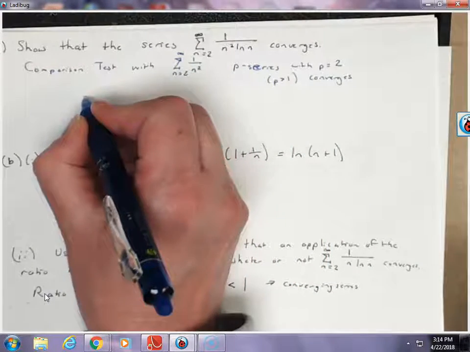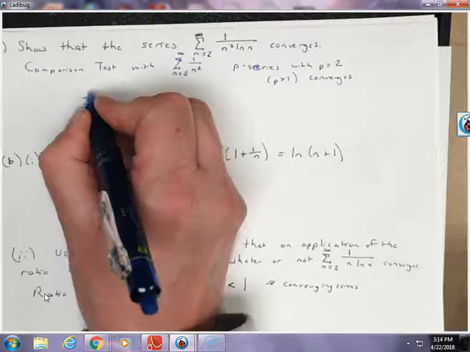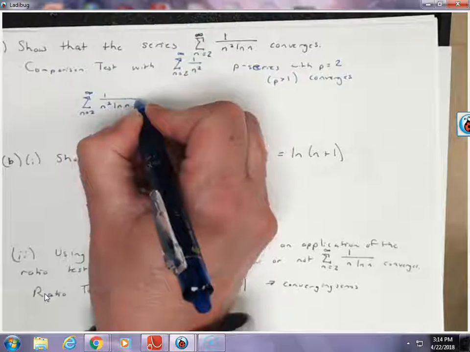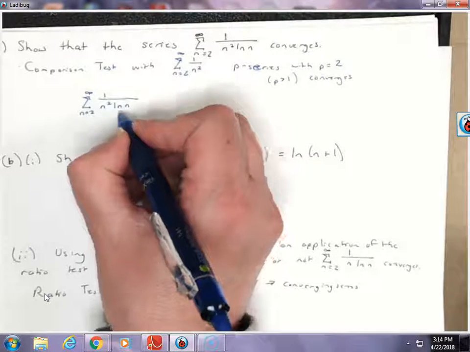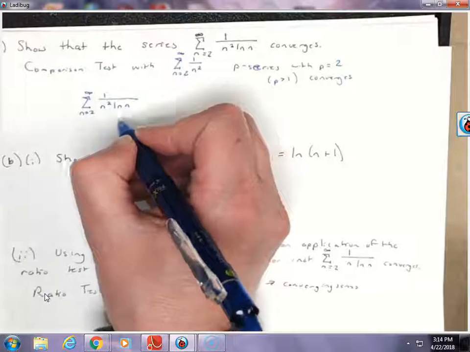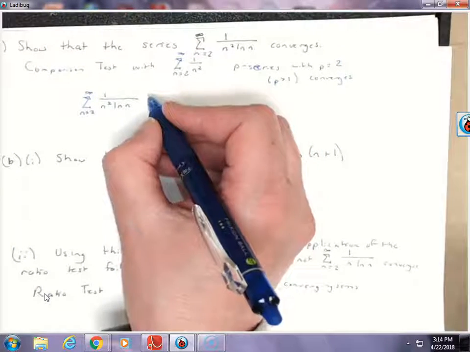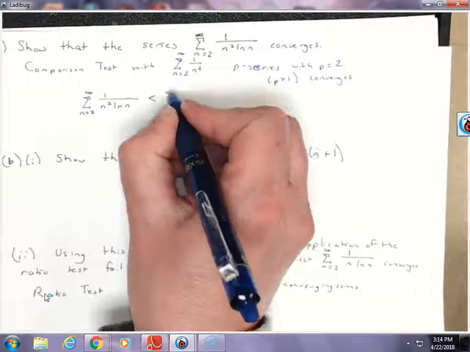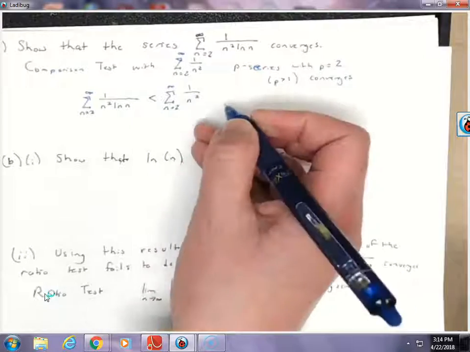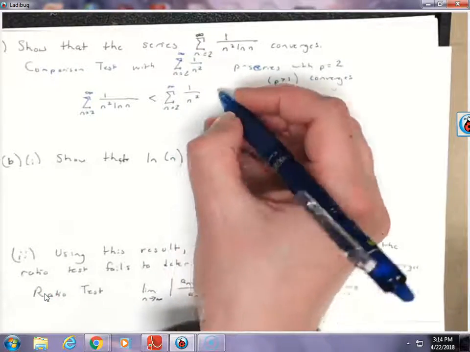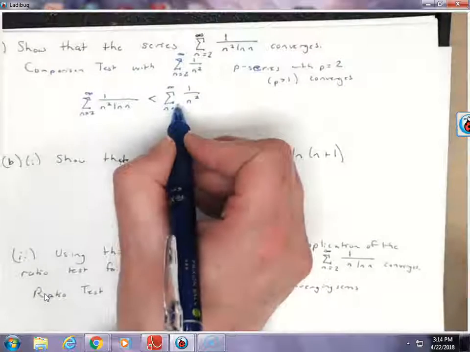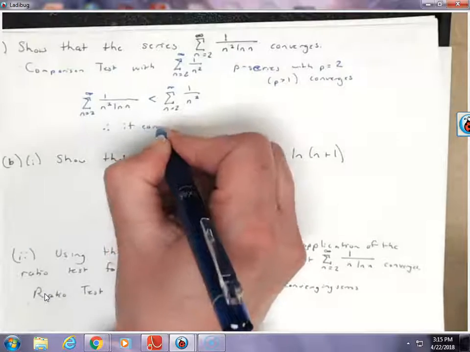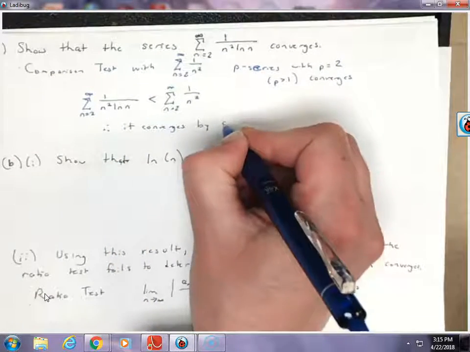So the question is, is this larger or smaller than that? If you look at the summation from n equals 2 to infinity of n squared ln of n, we're dividing by this quantity, and from 2 on, it's going to be smaller than the series that we're starting with. So if you're smaller than a series that converges, then you also converge. Our series is smaller than that series, therefore it converges by the comparison test.